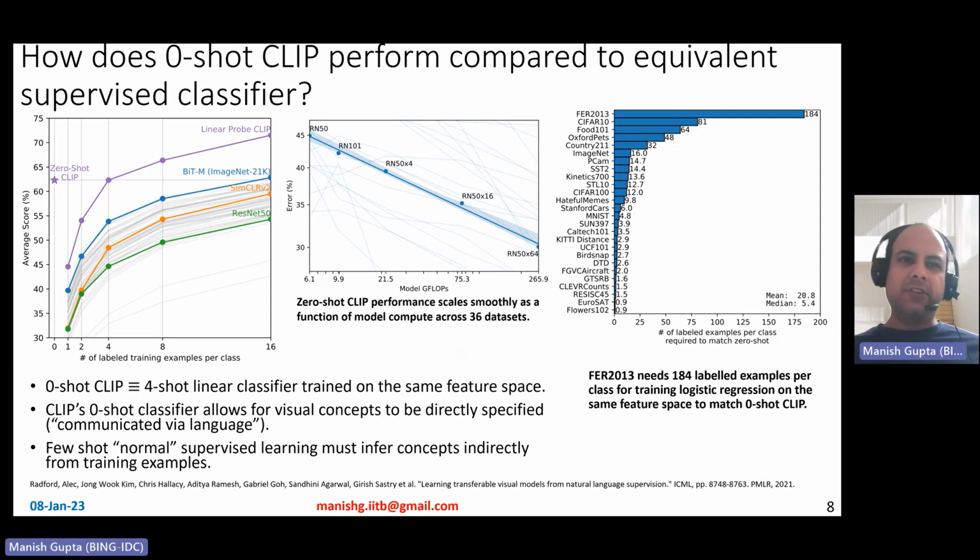So let's call it few-shot CLIP. Okay. So you have zero-shot CLIP and you have few-shot CLIP, and the idea is how does it perform? So what is a few-shot CLIP? By the way, a few-shot CLIP is a model which makes use of the same label space, same feature space.